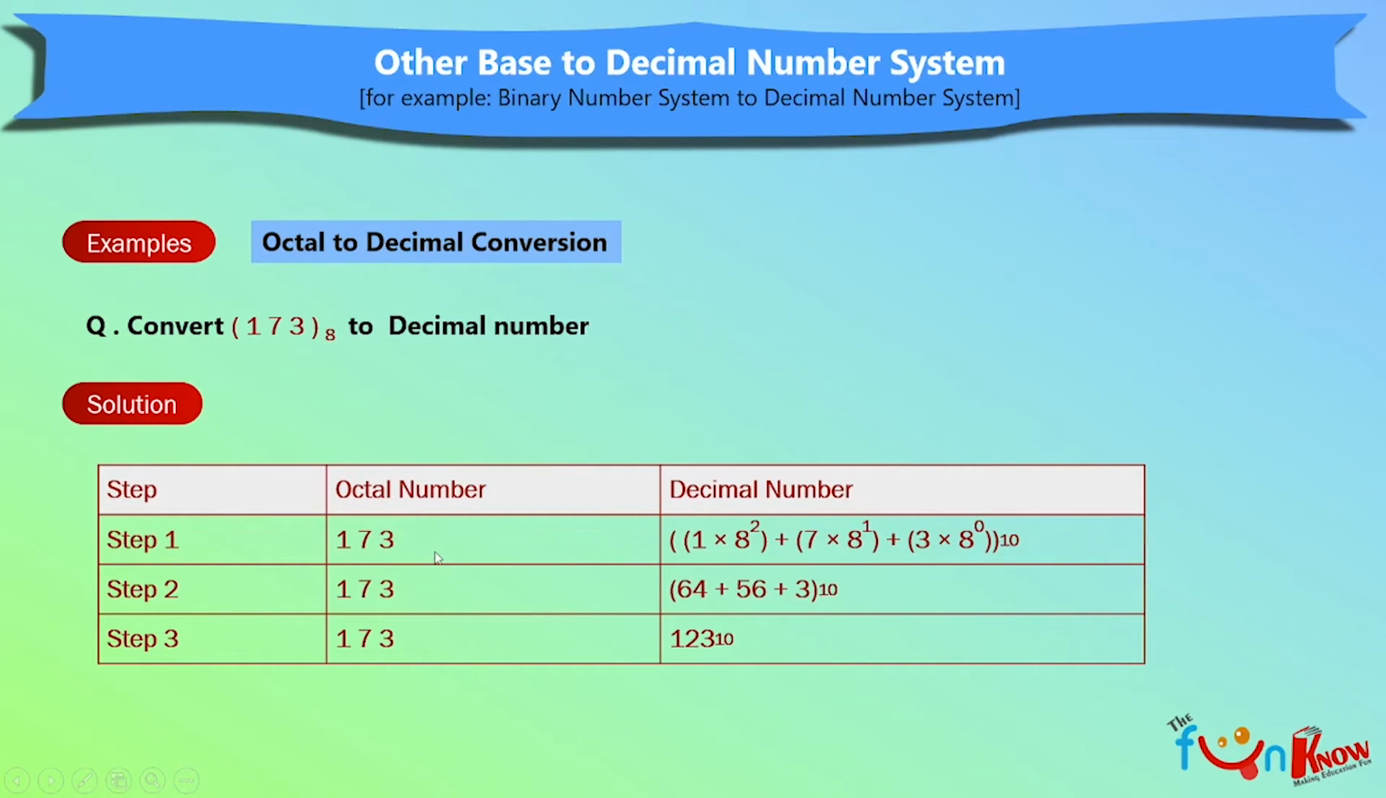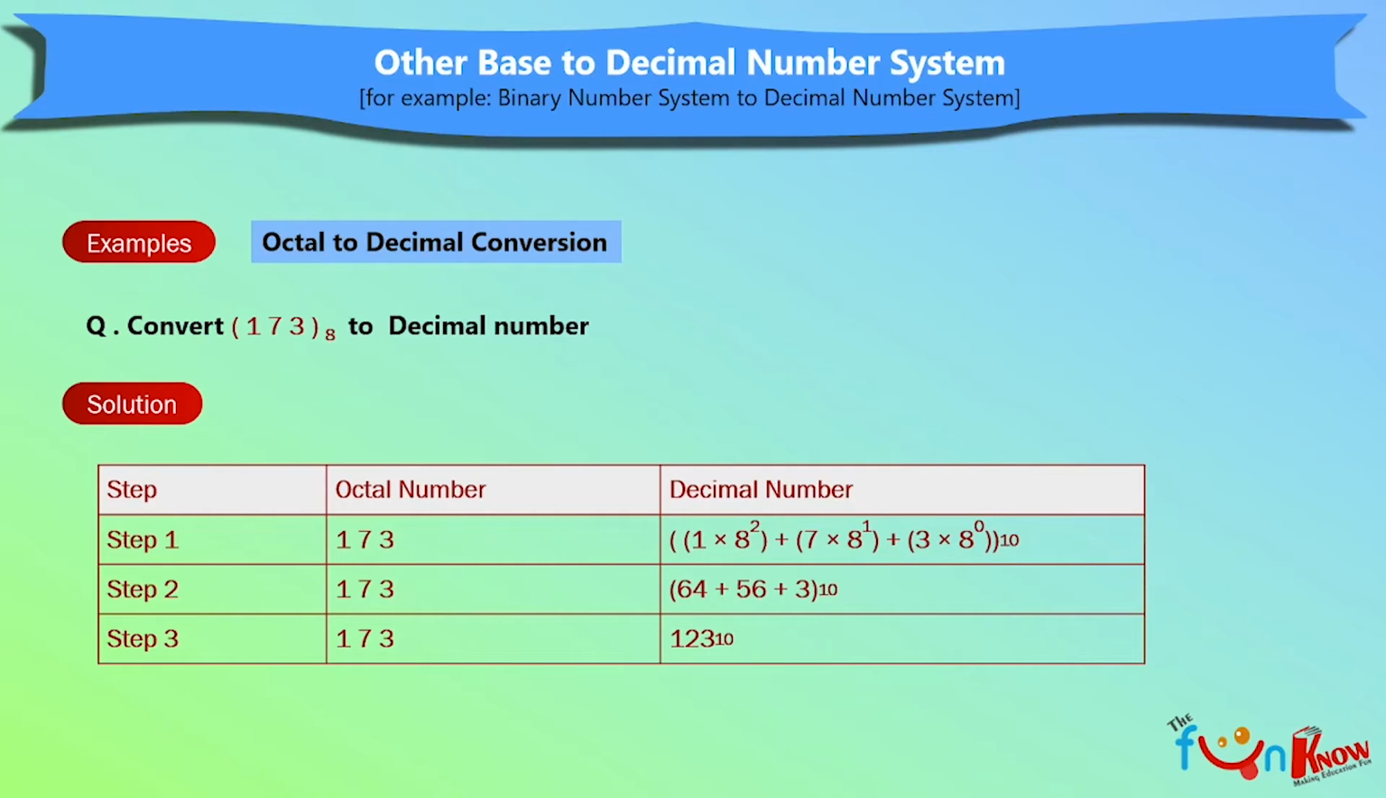We write 173, then the same thing: 8 raised to 0, 8 raised to 1, 8 raised to 2. As you know, 8 raised to 2 is 64, and 64 multiplied by 1 is 64 itself. 8 raised to 1 is 8 itself, multiplied by 7, it will be 56. And 8 raised to 0 is 1, so you just write the value as it is. Together, this value will be 123 to the base 10. So this is how we convert an octal value to a decimal number.